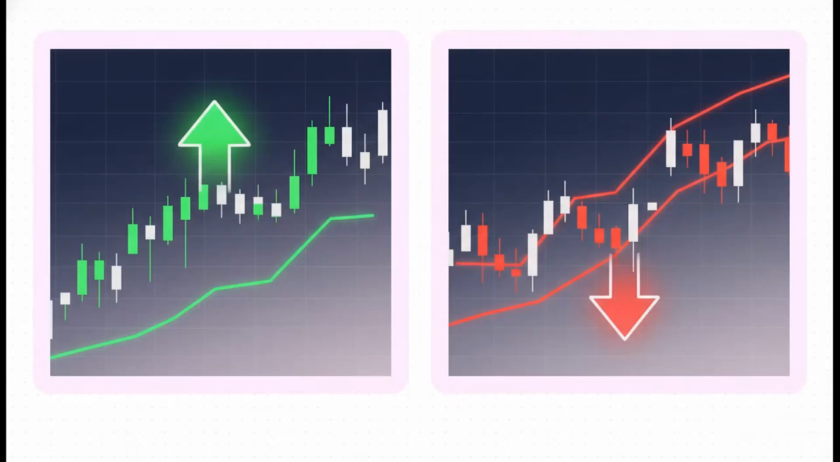And the beauty of it is that it's designed to be incredibly visual. It's so easy to read. When that line is green and it's hanging out below the price, the market's in an uptrend, and you should be thinking bullish. When it flips red and it's sitting above the price, you're in a downtrend and you should have a bearish bias. That's it. Green means go, red means, hey, maybe look for some shorts.